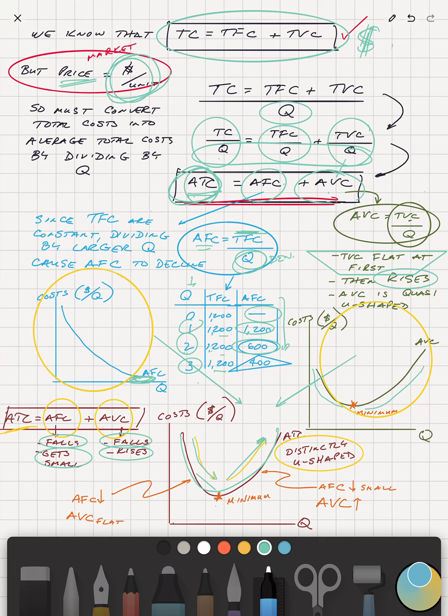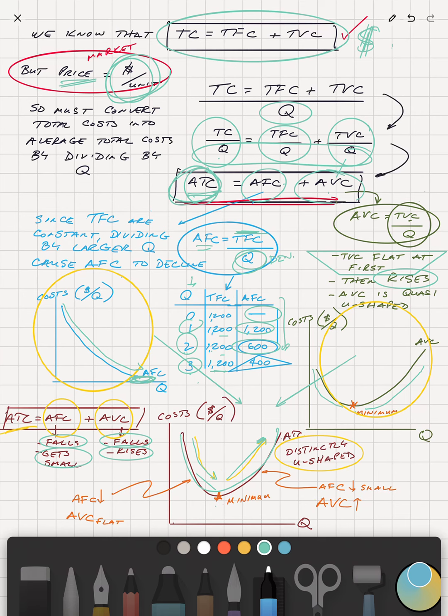$1,200 divided by 3 units is $400 in average fixed cost. So the moral of the story is your average fixed cost curve will slope down and to the right. It'll run closer and closer to the horizontal axis, but it will never touch.